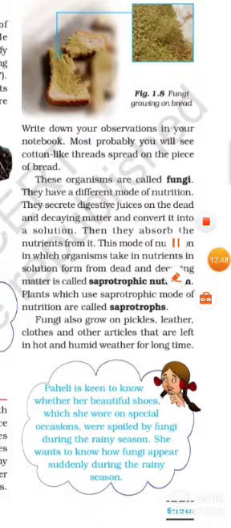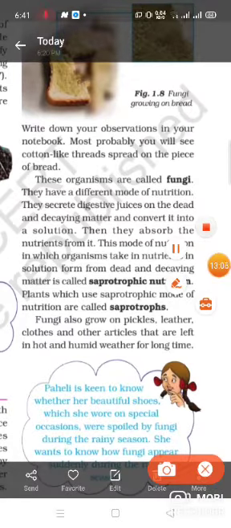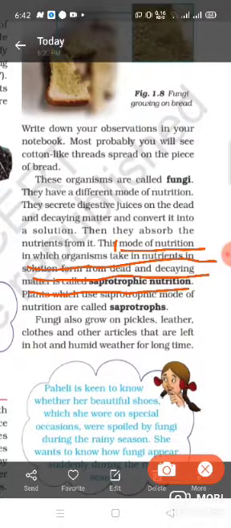The organisms which get their nutrition in this way are known as saprotrophs. Okay, so this mode of nutrition in which the organism takes in nutrition in solution from the dead and decaying matter is called saprotrophic nutrition. Plants which use the saprotrophic mode of nutrition are called saprotrophs. So mushroom is an example of saprotrophs.